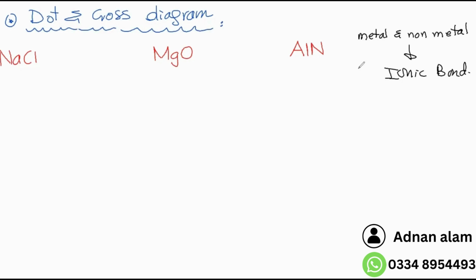Let us take this sodium chloride as sodium fluoride. If I write the general electronic configuration for sodium and fluorine, it is like this: 2, 8, and 1 for sodium, and 2 and 7 for fluorine. So what happens is that 1 electron from the valence shell of sodium will transfer to the valence shell of fluorine.